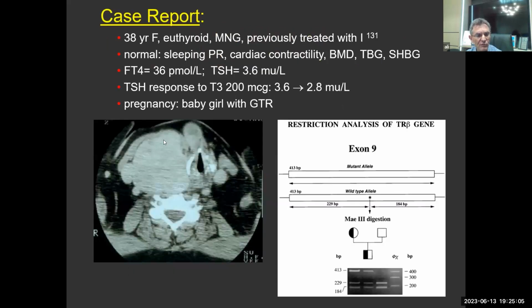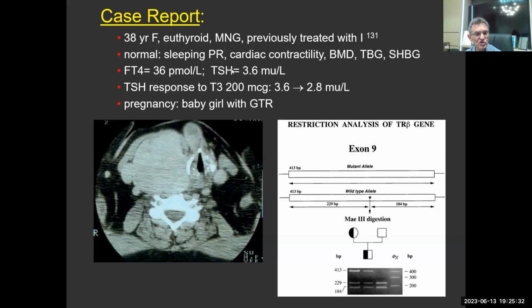Because again, they are misdiagnosed. Here's a 38-year-old woman. She presented with a goiter, was treated with radioactive iodine, and was thought to have classical hypothyroidism. But here, as you see, the FT4 is high, 36, and the TSH is in the normal range. And in this case, there was a problem with the T3 receptor.